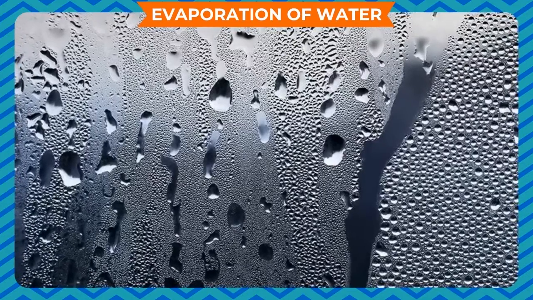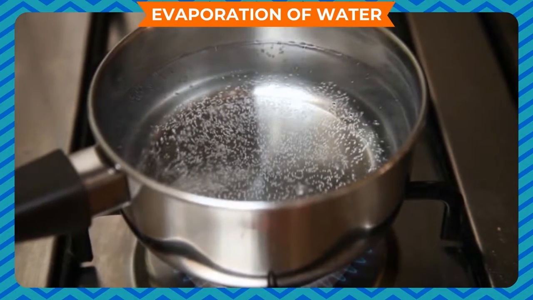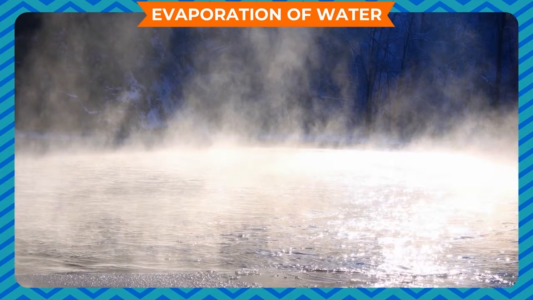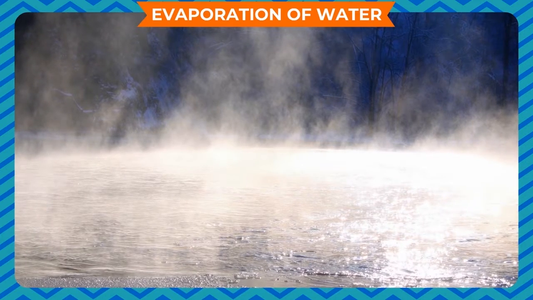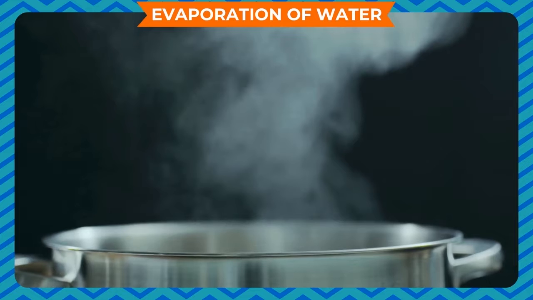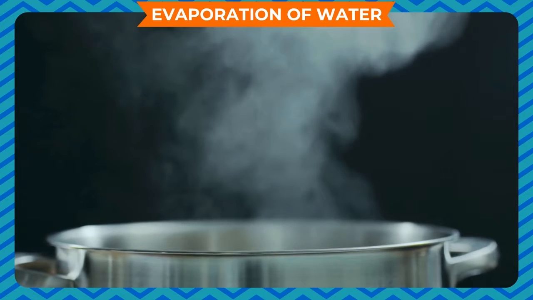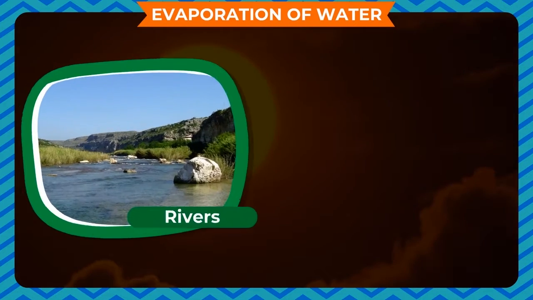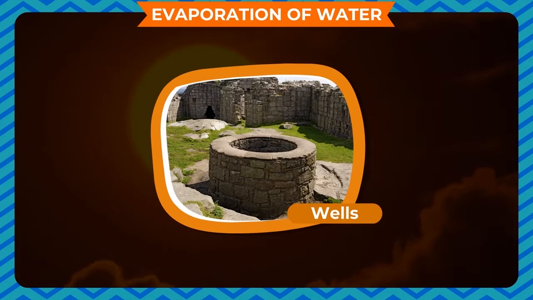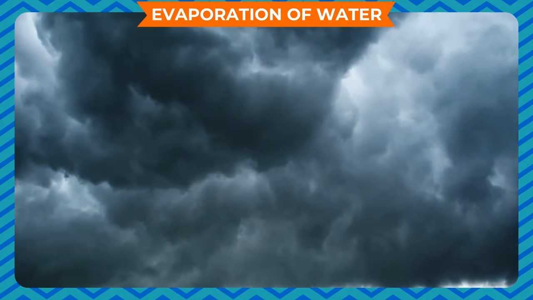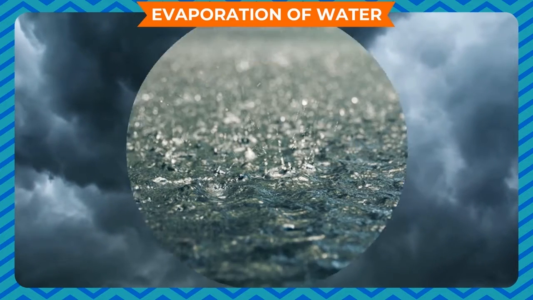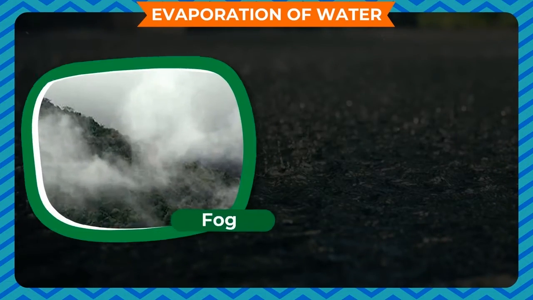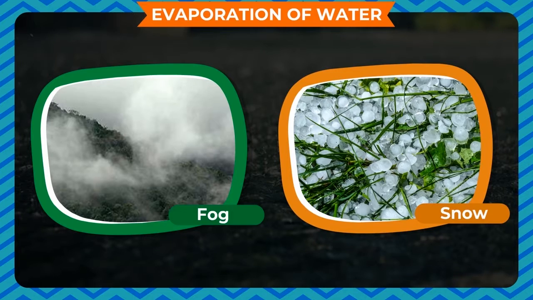Evaporation of water. When water is heated, it changes into water vapor. This process of changing of water into water vapor is called evaporation. Water vapor in the air also affects the weather. The heat of the sun causes evaporation of the water from rivers, ponds, wells, etc. This water vapor forms clouds and precipitates into rain. It may also form dew, frost, fog, and snow, depending on the season.